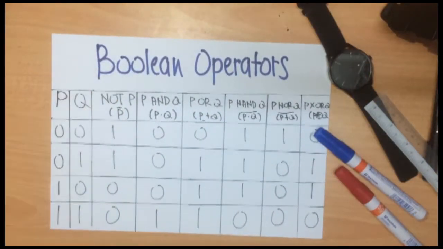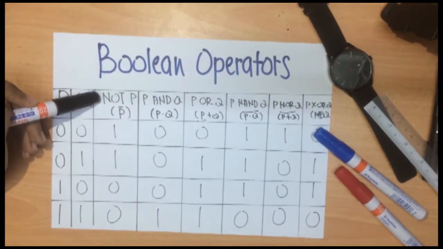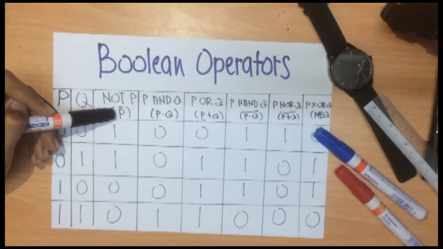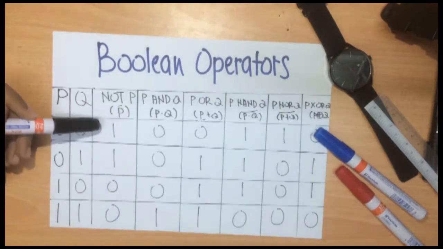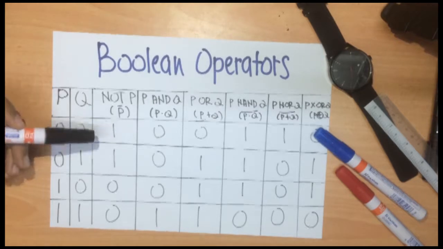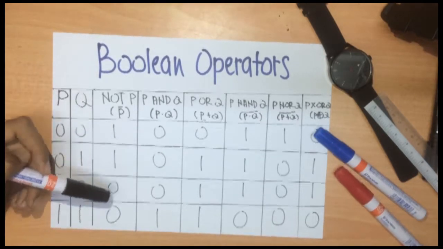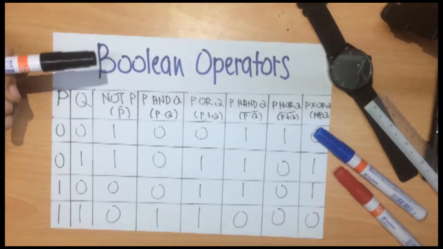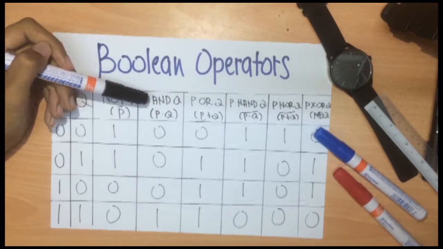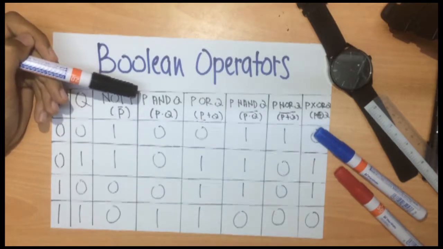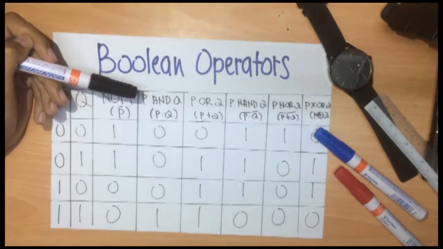Let's take a look at this Boolean operators table. The P column starts with 0, 0 and 1, 1. The Q column is 0, 1, 0 and 1. When it is not P, there is a line above the letter P, and it will be the opposite of the first column P. As the first row of column P was 0, the first row in column not P will be 1. Same goes for the other rows of the entire column.